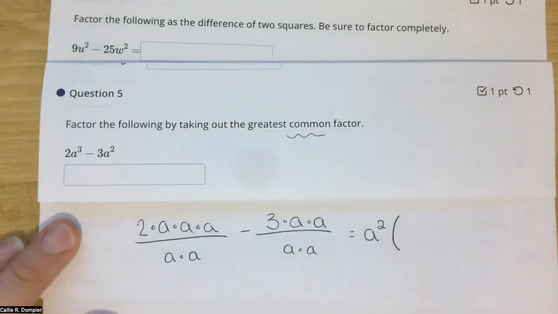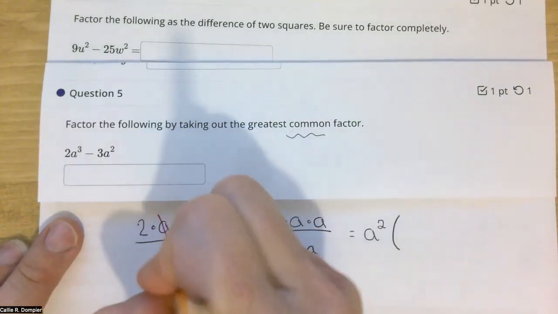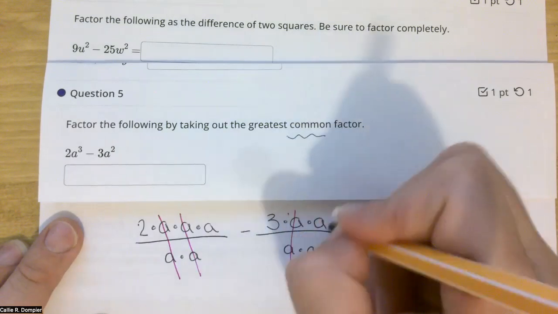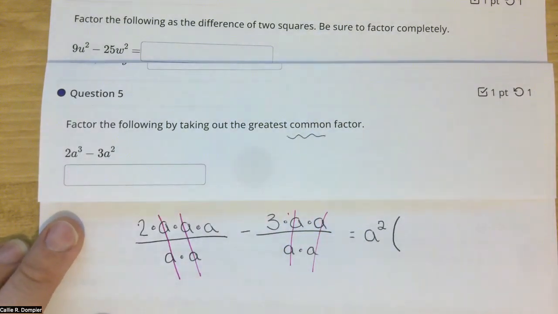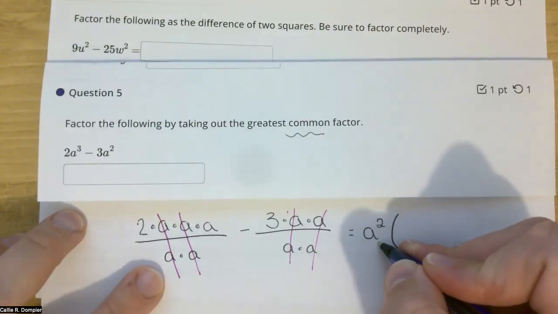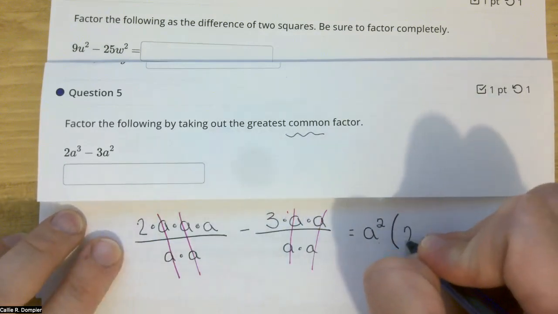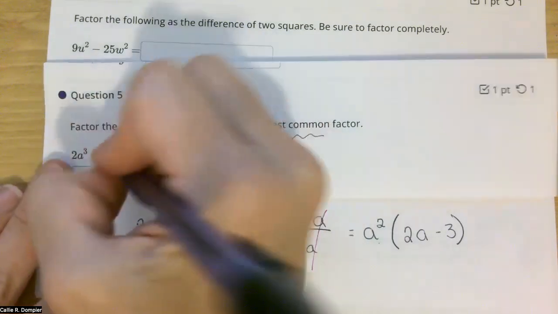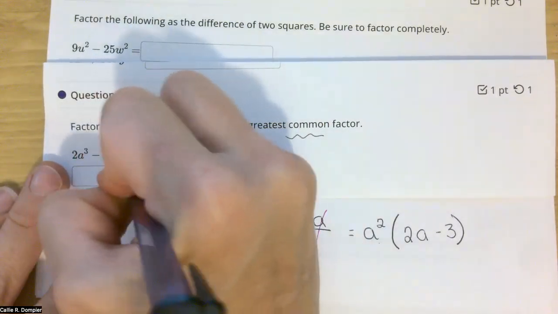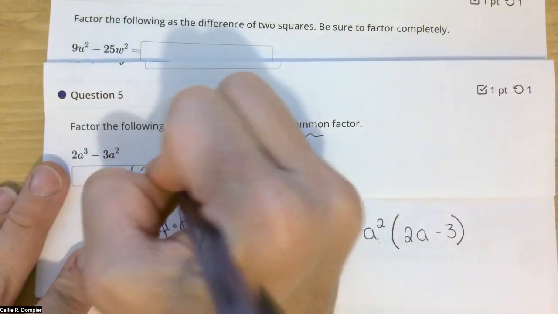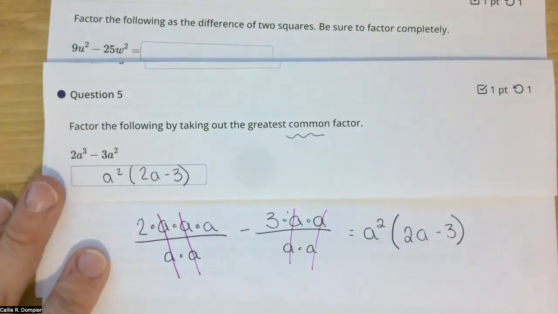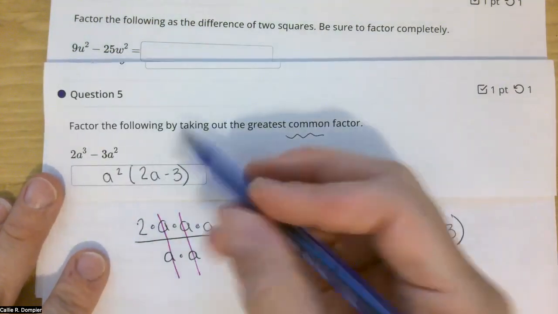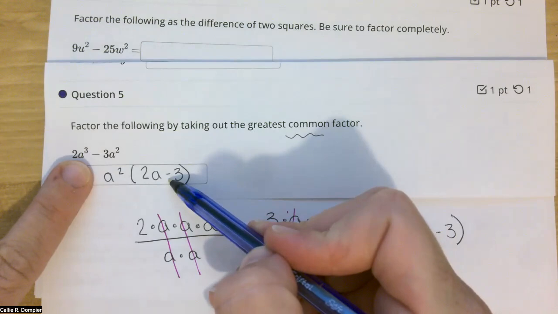So when I take out a squared, what happens? What am I left with? I have a squared, which is what I divided both of them by, and now I'm left with 2a minus 3. A squared times 2a minus 3. That's the greatest common factor. Just note that that remains a negative. All right, that was question 5.